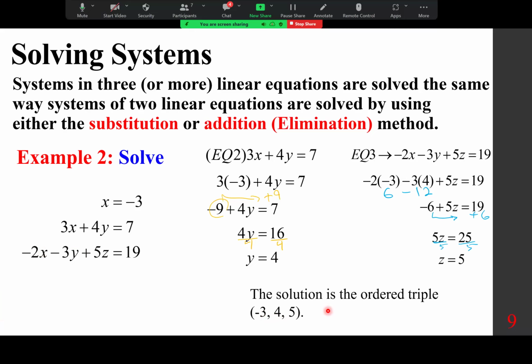Normally we check the solution. At this point, the reason you don't have to check is because this was given. From here you got the y, and from here you got the z. So in essence, you have already checked.